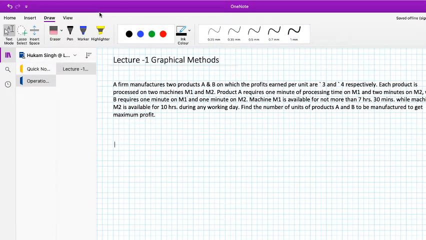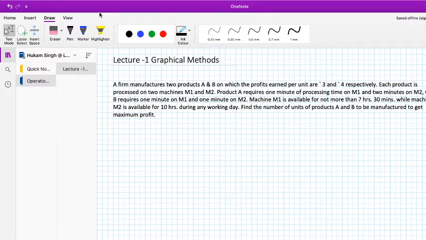Hello students. Today we will learn how we can solve a linear programming problem by using the graphical method. If only two decision variables are given in a linear programming problem, then we can solve that problem by using the graphical method.